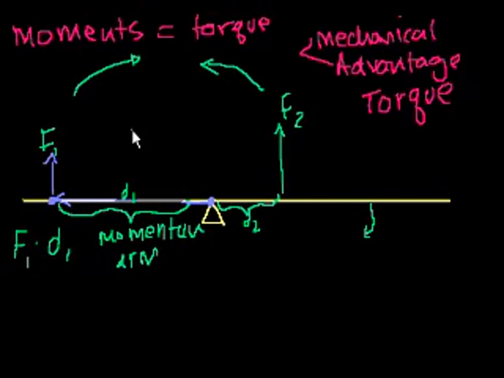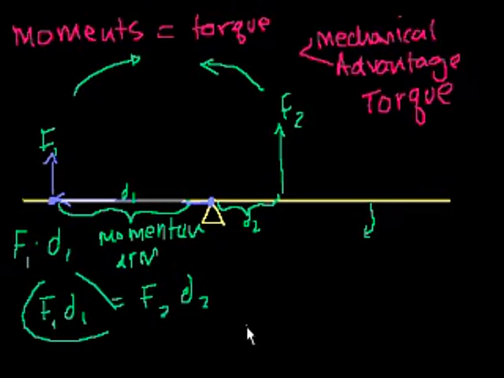So the law of moments essentially tells us, and we learned this when we talked about the net torque, that this force times this distance is equal to this force times this distance. So F1 D1 is equal to F2 D2. Or if you subtract this from both sides, you could get F2 D2 minus F1 D1 is equal to 0.